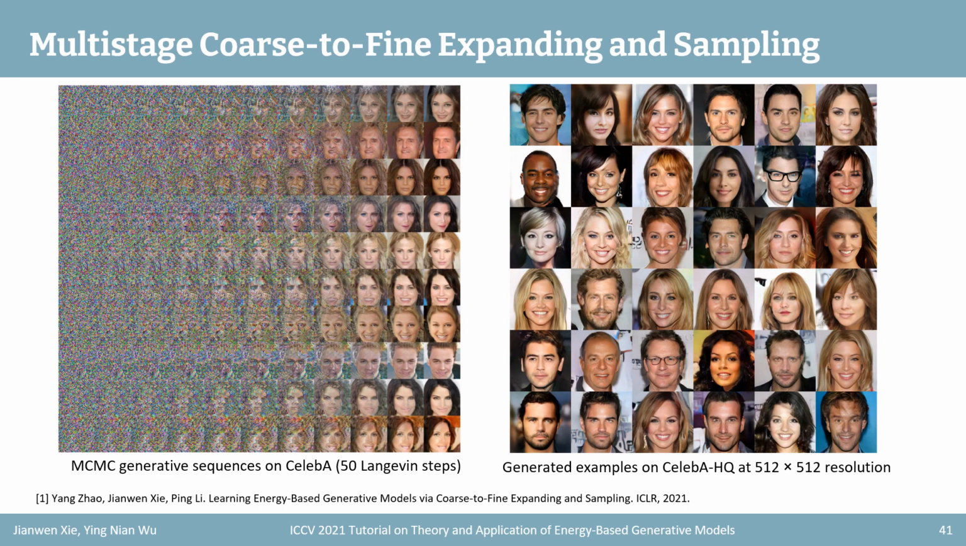This slide shows some results. The figure on the left shows the MCMC generative sequence after learning the model on CelebA data, where we use 50 Langevin steps to generate the images. The figure on the right shows the generated examples after learning the model on the CelebA high-quality data at 500 by 500 resolution. You can see that the generated images are very realistic.